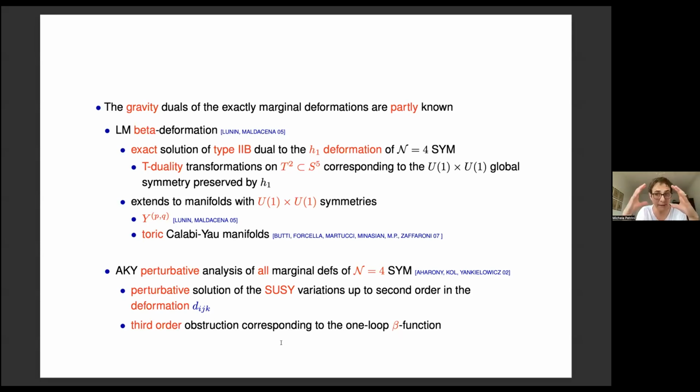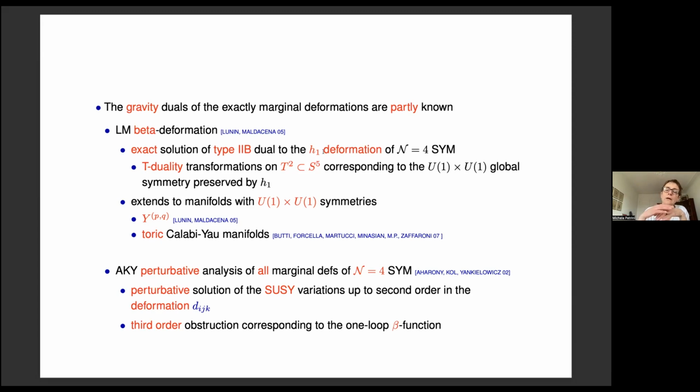There is a very nice class of solutions which are dual to the beta deformation of the supersymmetric field theory. These are exact solutions of type IIB that were found performing T-duality along two U(1) directions inside S5. One reason why these solutions were found is that they have extra isometries: the two extra U(1) symmetries along which we perform the T-duality are still there after the T-duality. The same procedure can be extended from S5 to Y^{p,q} and in general to toric Calabi-Yau manifolds.